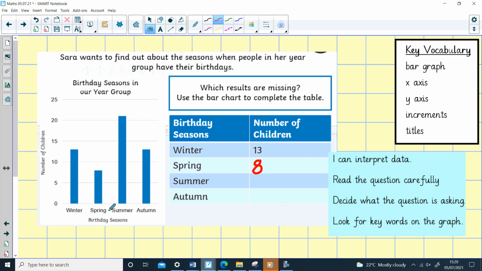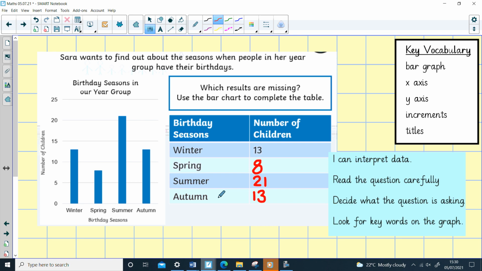So I'm having a look at the summer and I'm going all the way up to the top, and it's just a little bit bigger than 20, so I'm going to say that 21 children had their birthday in summer. And then finally we've got autumn. Now I've just spotted that autumn and winter are exactly the same, so 13 children were also born in the autumn. So I used some existing information to help me to find out the answer.